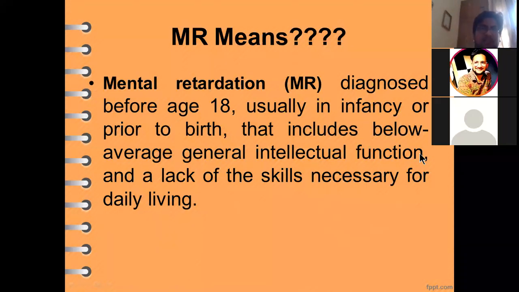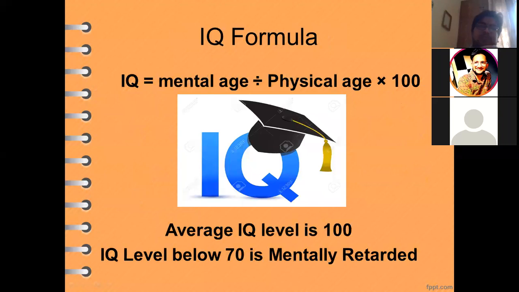Okay. Now let's see the formula, how to calculate the IQ. Mental retardation, basically, we can say is children below IQ level 70. The IQ formula is mental age divided by physical age into 100. So this is the formula for IQ: mental age upon physical age into 100. The average IQ level is 100. If a person's IQ level is below 70, then we can say that the child is mentally retarded.